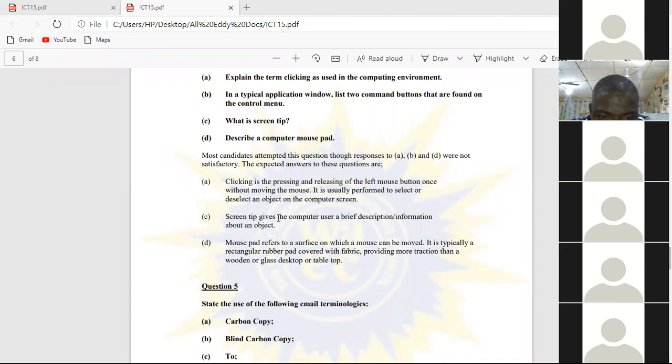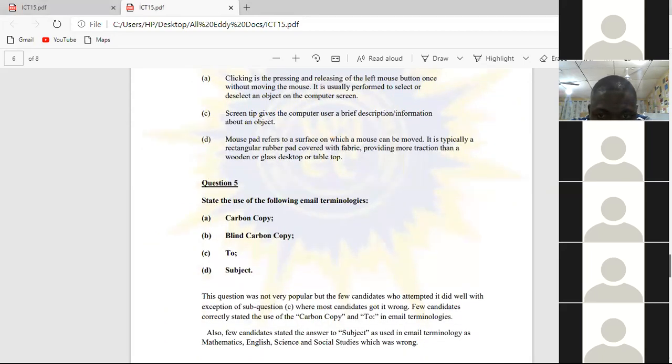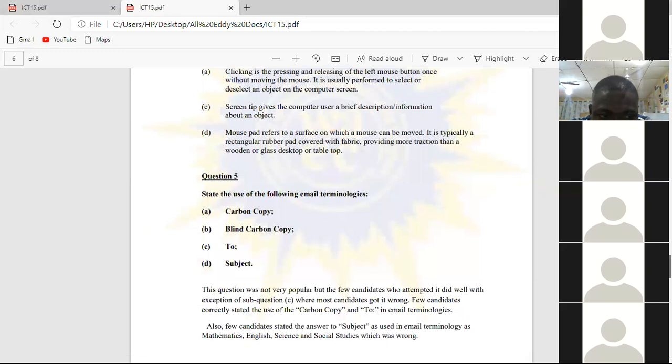It is usually performed to select or deselect an object on the computer screen. Screen tip gives the computer user brief descriptive information about an object. Mouse pad refers to the surface on which a mouse can be moved. It is typically a rectangular rubber pad covered with fabric, providing more traction than a wooden or glass desktop or tabletop.